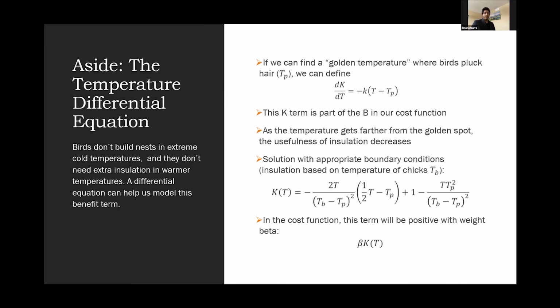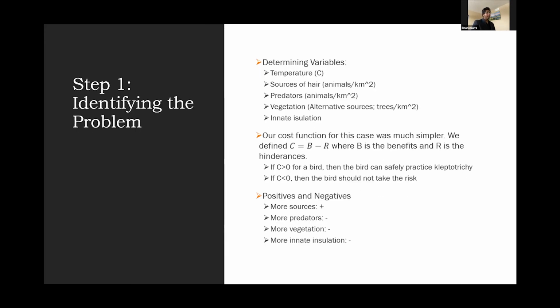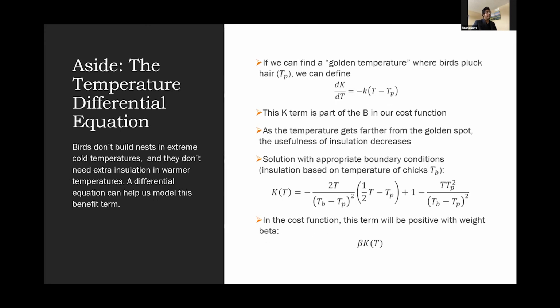Just a quick aside: in the previous slide, we mentioned all the other terms other than temperature for positives and negatives. That's because temperature is slightly more complicated. Looking at the data, we found that as the temperature decreased a lot, the insulation value of the hair became less and less important. Penguins, for example, don't build nests and they also have a lot of innate insulation, so it's not clear why they would even risk their life plucking hair. So we figured there would be some golden temperature range, which we call TP, where it would be most likely for the bird to pluck its hair. And basically the farther the temperature gets from this TP, the more negative this function will get.